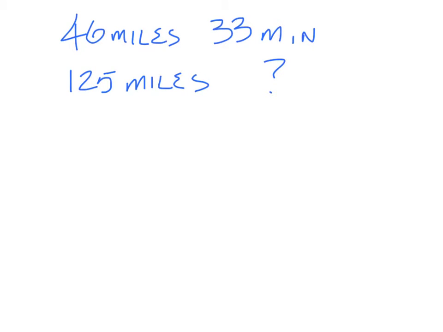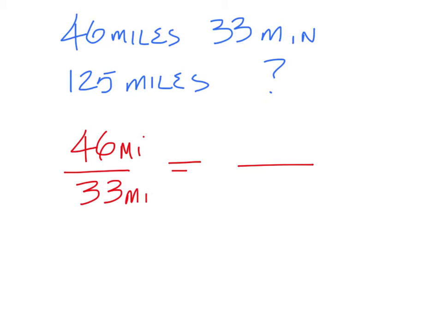Set up a proportion like this, and you should have 46 miles over 33 minutes, or vice versa, as long as you're consistent left to right. In the next trip, it's 125 miles, and we don't know how many minutes. So in my version here, I have X on the bottom, because I put my minutes on the bottom.